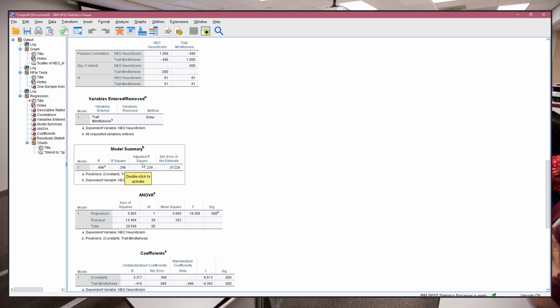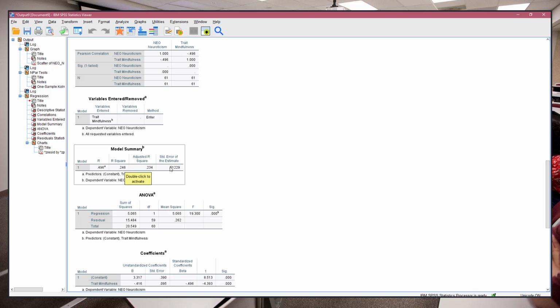Adjusted R square, that's what's typically used if you have sample data and you're trying to make some kind of inference to the population. The adjusted R square value takes into account that we're making that inference to the population, and so it slightly down adjusts the amount of variance explained.